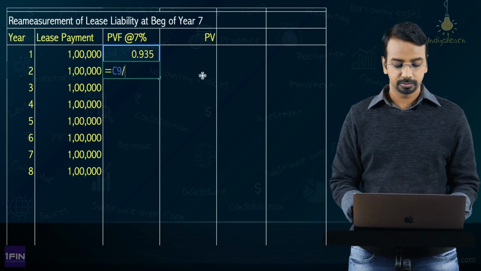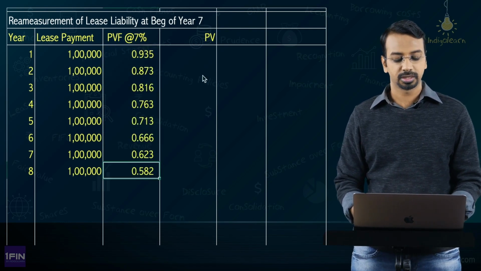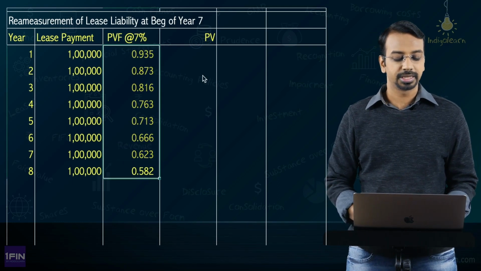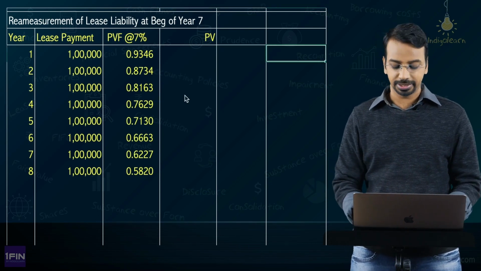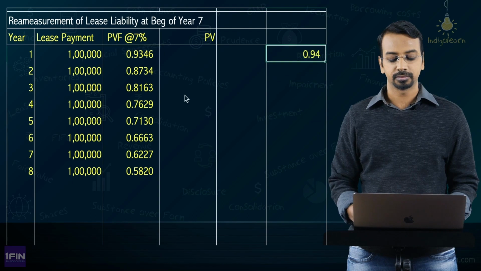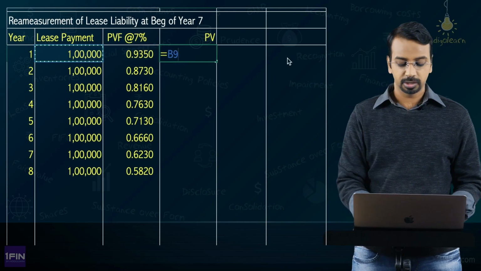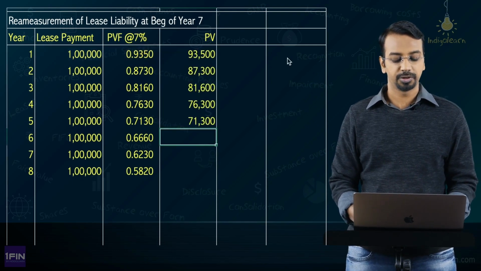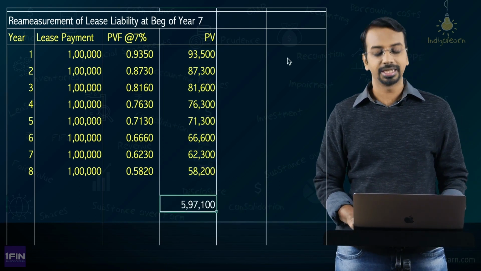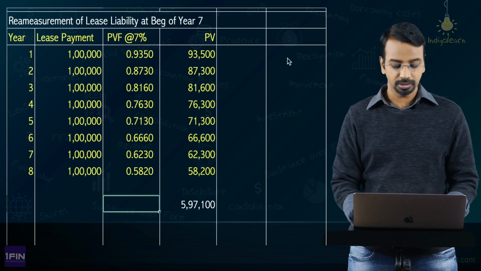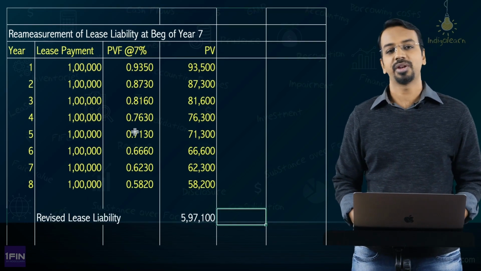Then this divided by 1.07, you get 0.873, 0.816, 0.763, 0.713, 0.666, 0.623 and 0.582. If I just increase this, you will get the number. Now, these are the actual numbers till 4 digits. It keeps on extending, so you can take the round of numbers for, let us say, 3 digits. I will just replace these here. What is the present value? 1 lakh multiplied by 0.935. Like this you can do it for every period. You get the present value, and when you total this up, you get 5,97,100. So this is the revised lease liability, 5,97,100.